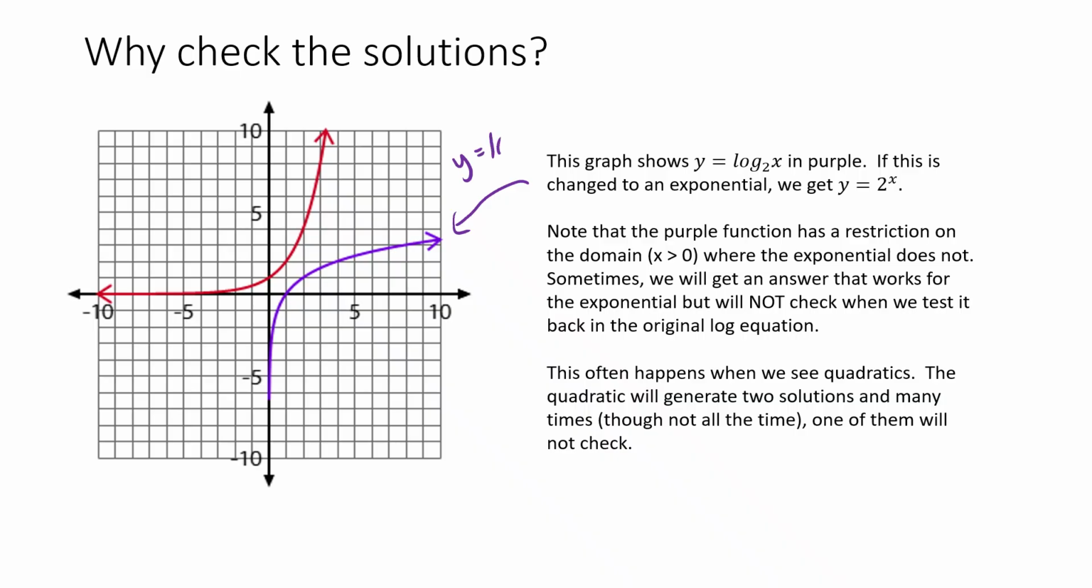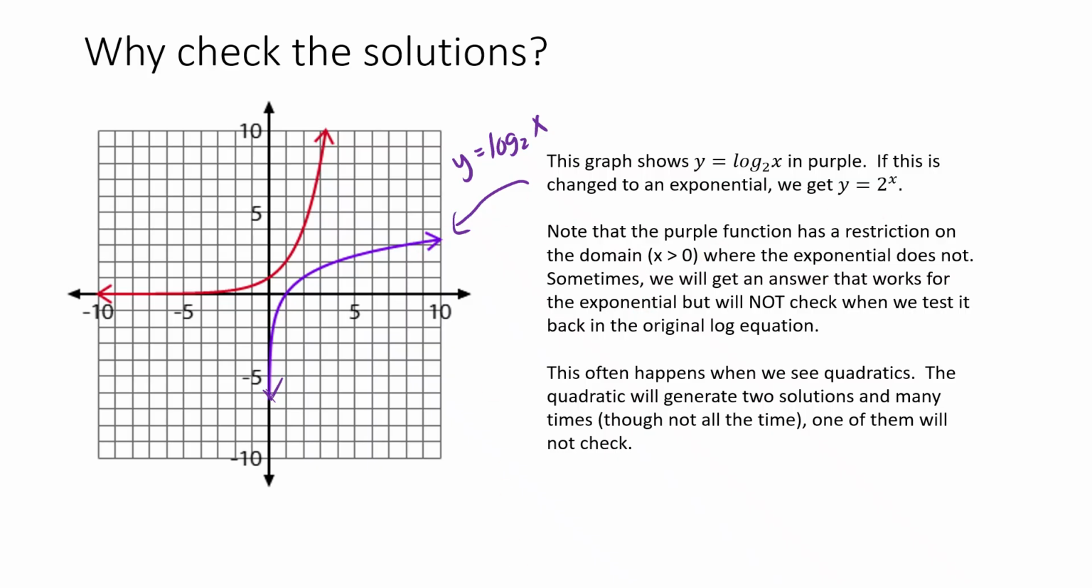That's y equals log base 2 of x. So that's our logarithm. You can think of this as being like the equation we want to solve because we're talking about log equations here. Note that the purple function has a restriction on the domain, namely x has to be greater than 0. So this right here has this vertical asymptote at x is equal to 0, and the function only exists when x is positive, where the exponential does not, okay?